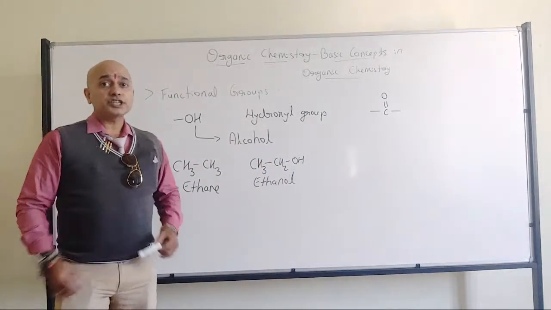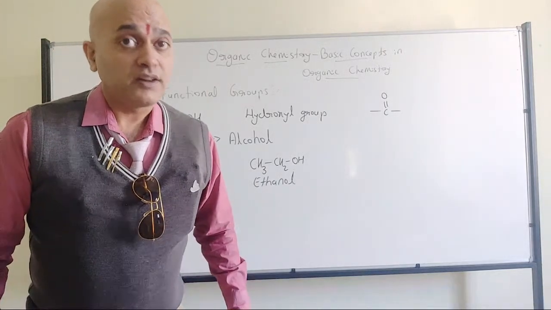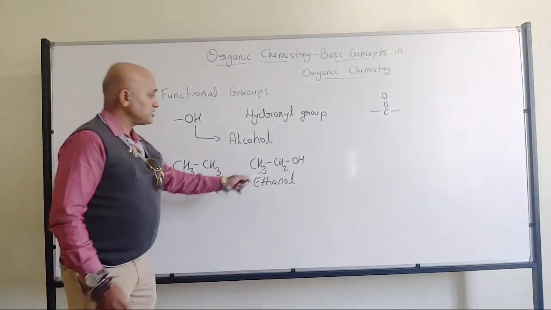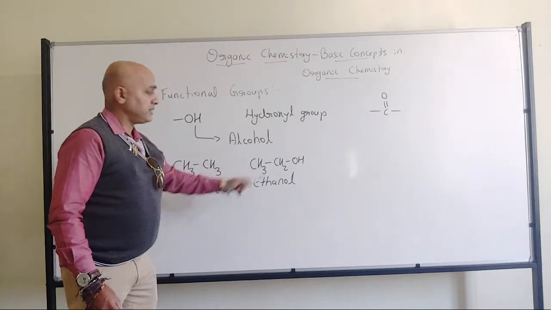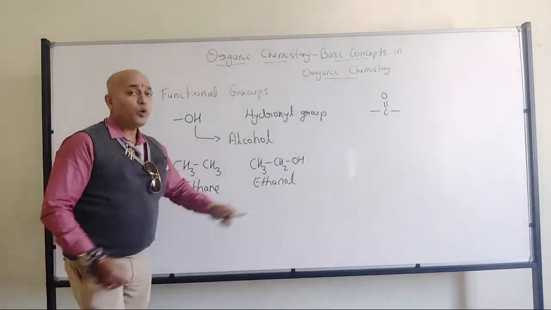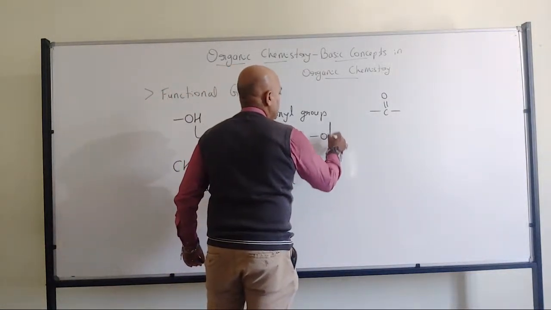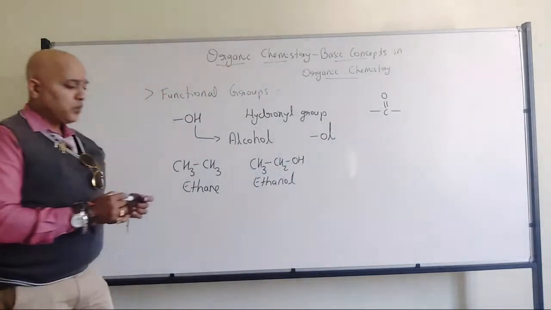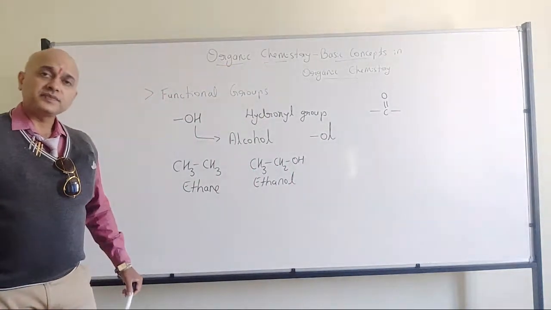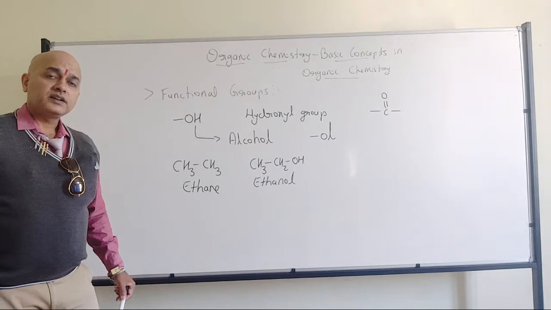But the OH functional group does not have carbon in its structure. So, only 2 carbons. That's why E will be replaced by O. When we have the alcohol functional group, E will be replaced by OL. All of you have understood? Got my point?